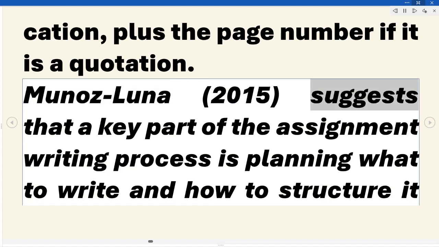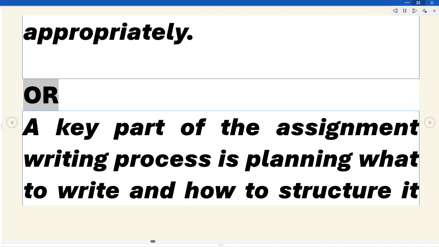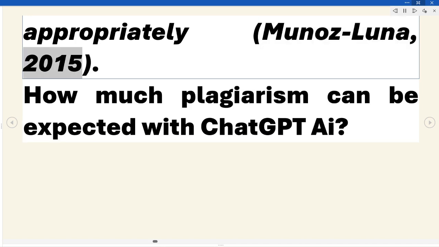Munoz Luna, 2015, suggests that a key part of the assignment writing process is planning what to write and how to structure it appropriately. Munoz Luna, 2015.